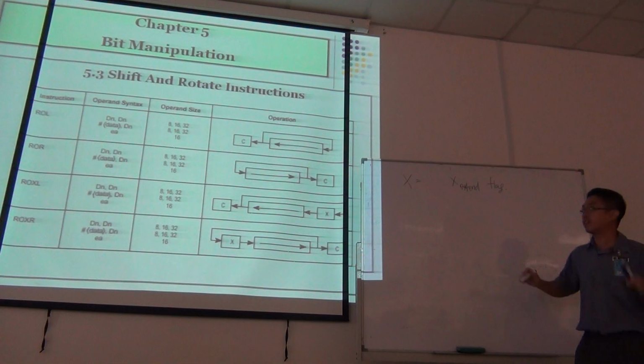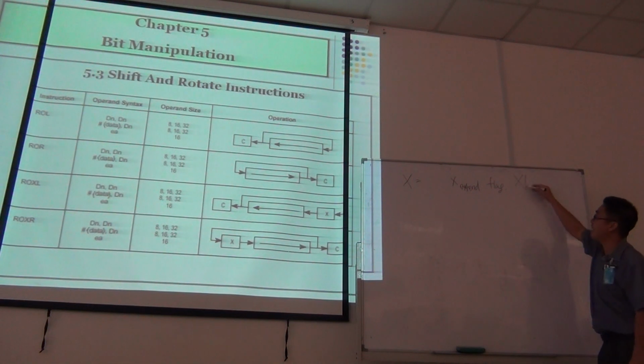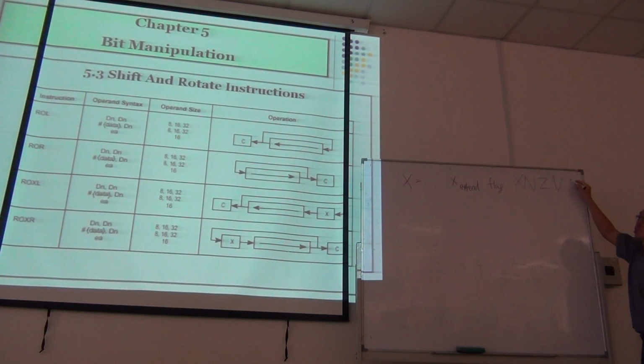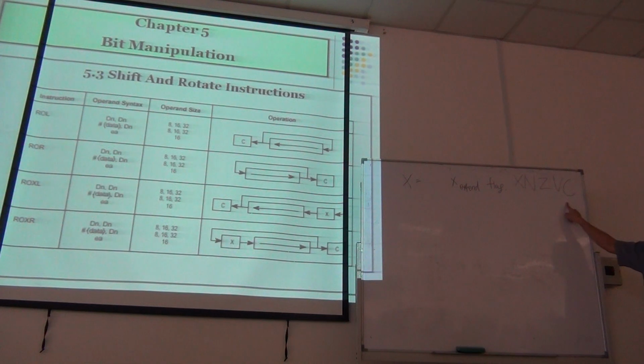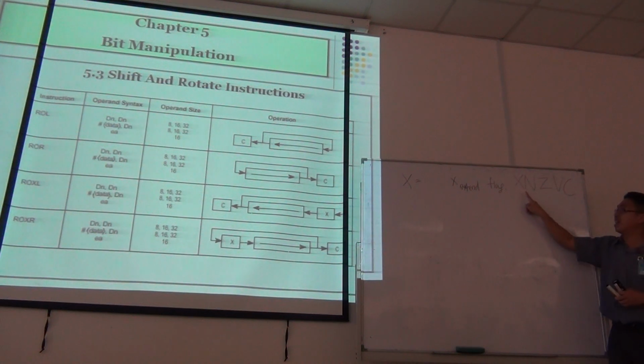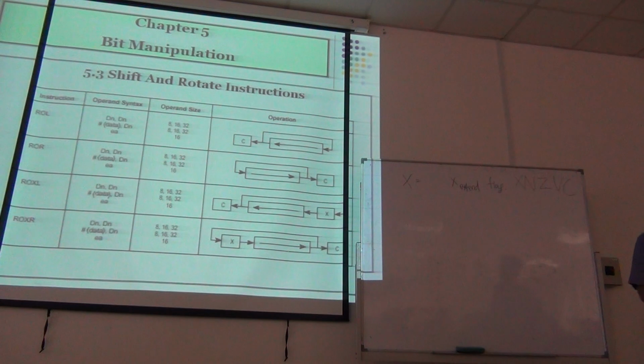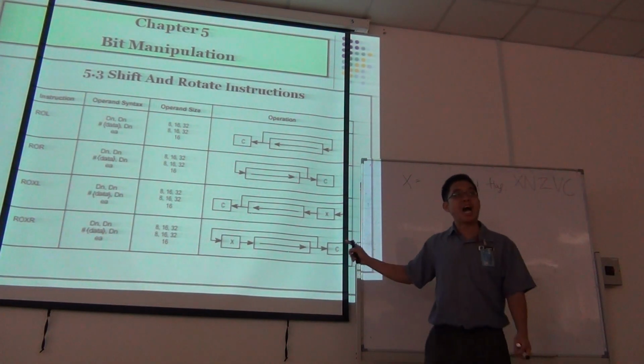So you have 5 flags. You have the X, you have N, you have Z, you have V, you have C. So remember all this: C for carry, V for overflow, Z for zero, N for negative, and X for extend. X is actually copied over from C, but in this case, the rotation must go through X. So look at the table here. Look here, how it rotates.